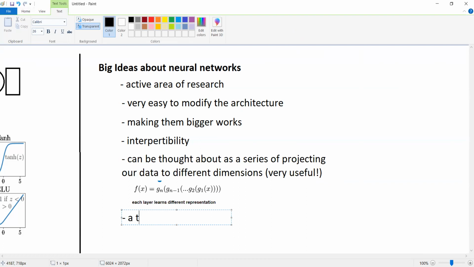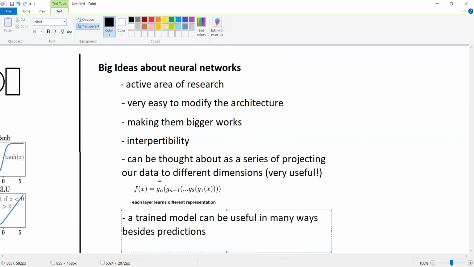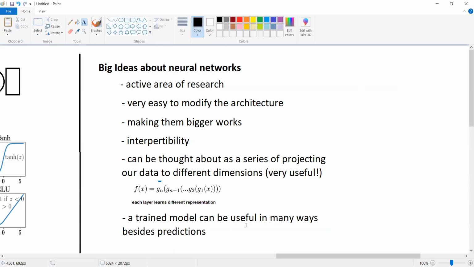I will write another line: a whole trained model can be useful in many ways besides prediction. Okay, so this is kind of continuing the line that it's a series of projections. If you have a trained neural network model, you can use it in many ways besides just predicting the next Y, for example, projecting the data and so on. So yes, it's a good thing.